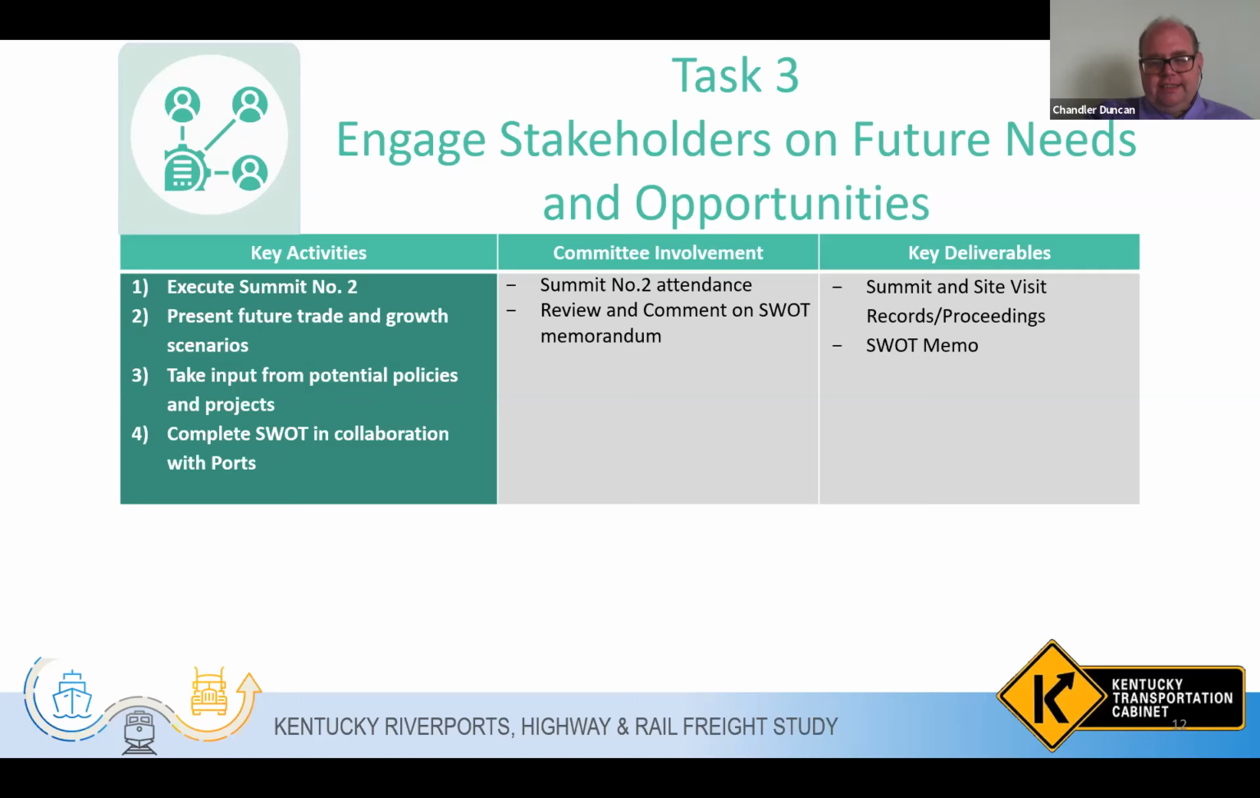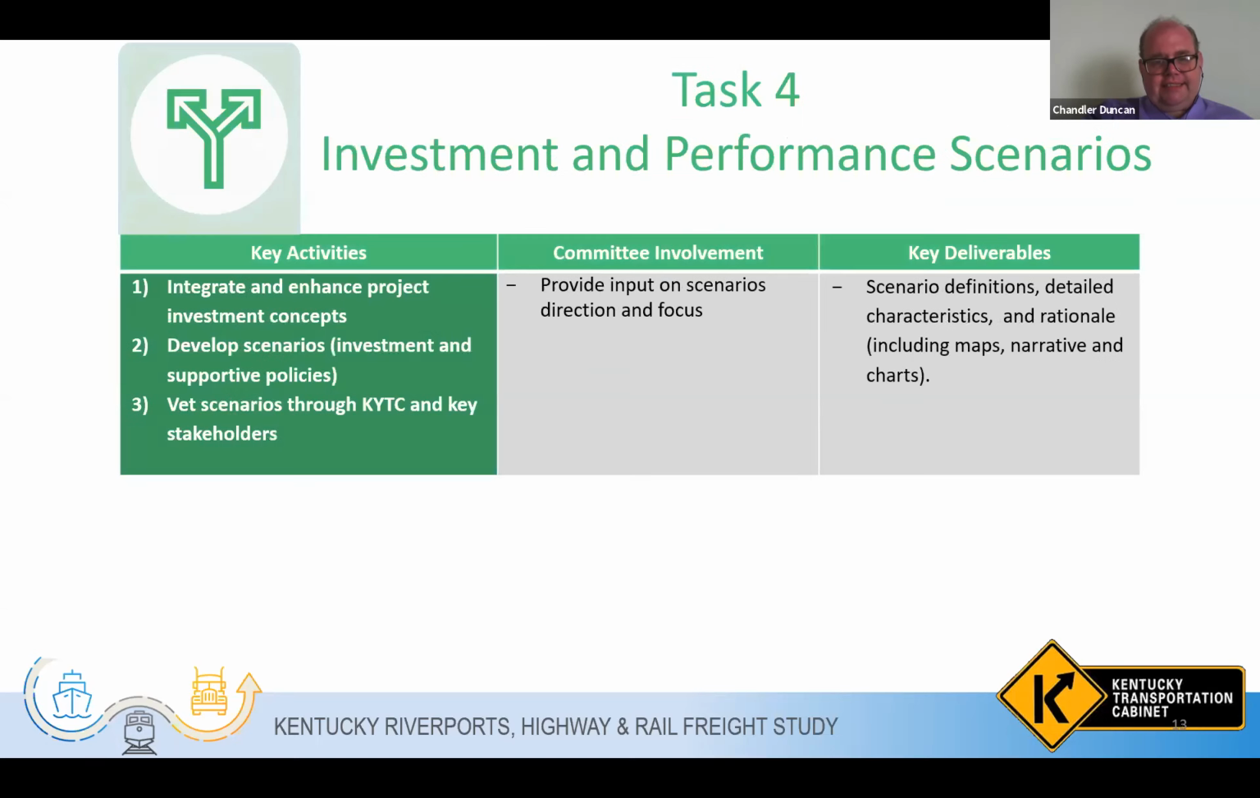We'll look at strengths, weaknesses, opportunities, and threats. And so this is the beginning of a process that'll be happening, as I had mentioned before. And then that will lead us into our follow-up tasks after this.